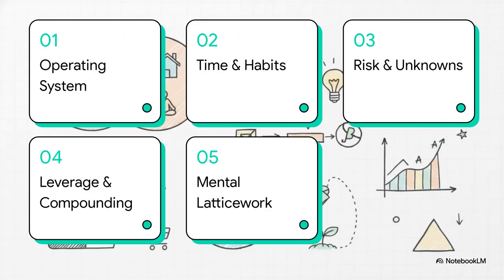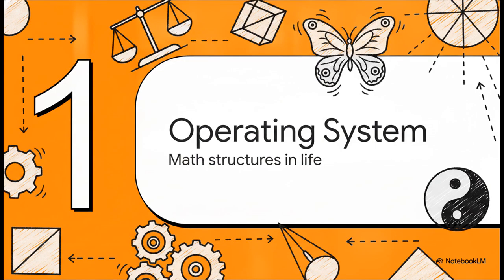So here's our roadmap for this explainer. We're going to look at 1. The hidden operating system. 2. Mastering time and habits. 3. Navigating risk and unknowns. 4. Leverage and compounding success. And finally, 5. Build your mental latticework. Let's dive right in. Starting off with Section 1, the hidden operating system.